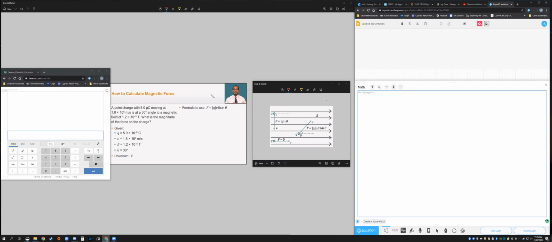But the amount of force depends on a few things. First, look at your equation here. Looking at this tells you everything that it depends on. So right here we have Q, and Q stands for the charge. So the amount of force the charge experiences depends on how much charge there is. Second, V is for velocity. So how fast the charge moves determines how much force it's going to experience as well.